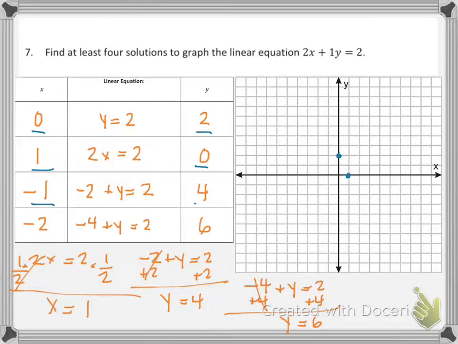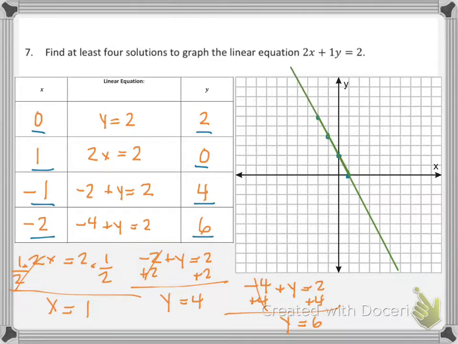Left 1, 4 up. Left 1 and 4 up is there. And then left 2 and 6 up. Left 2 and 6 up is going to be there. So there's our line. I'm going to start it there and run it that way.